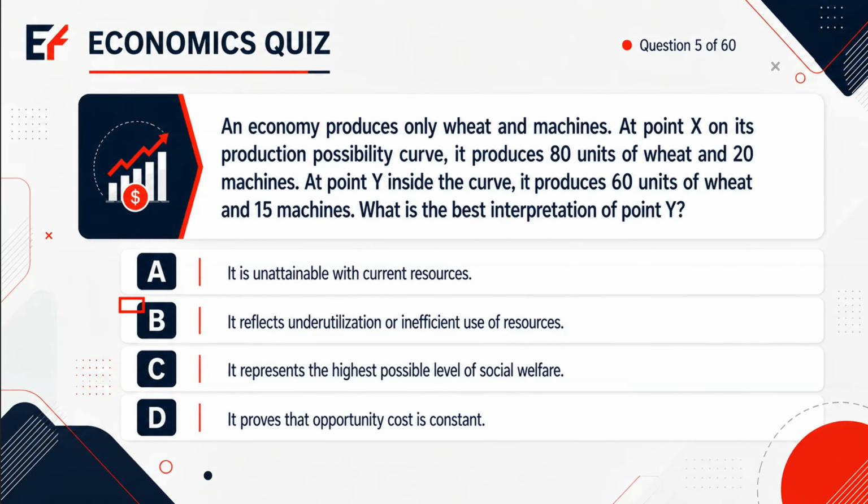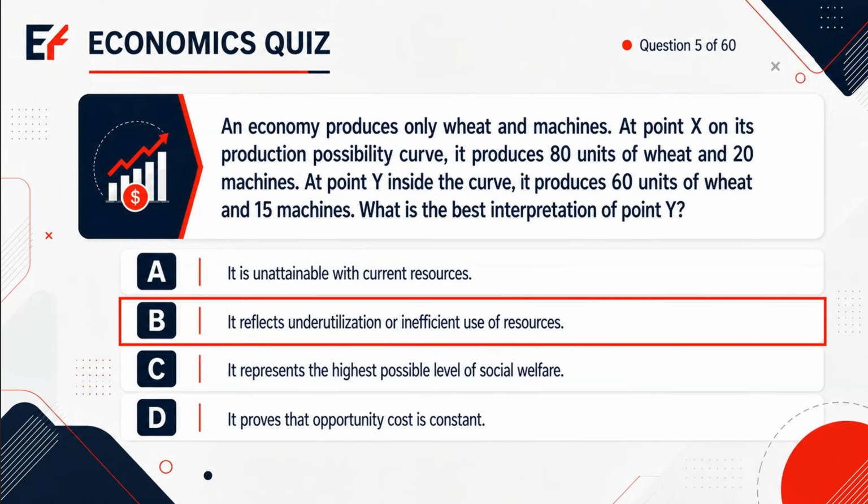Let's make the curve easy to read. A point inside the production possibility curve means the economy is not using its resources fully or efficiently. Option B is correct because point Y produces less of both goods than a point on the curve, showing that some labor, capital, land, or technology may be idle or poorly used. Option A is wrong because unattainable points lie outside the curve, not inside it. Option C goes too far because the curve shows production possibilities, not the highest social welfare.